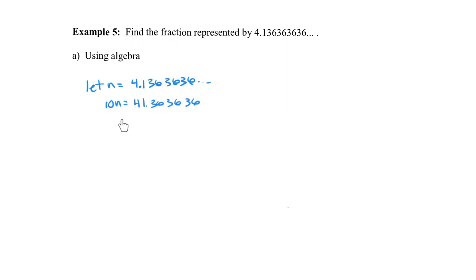So I'm going to also move this over 2 more times. So it'd be like 10 times 100, right? So it'd be 1,000n. So let's figure out what 1,000n is. Well, if n is this, 1,000n will move this over 3 times. So you get 1, 2, 3. So it's 4,136 point, and then all the 3 sixes repeat.